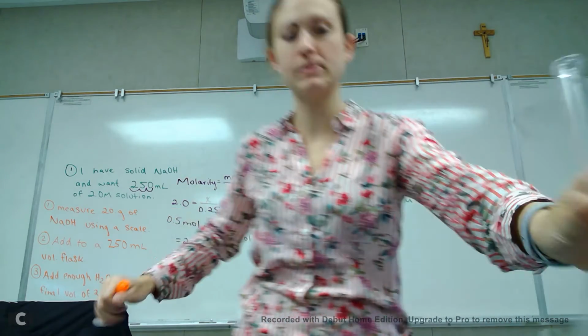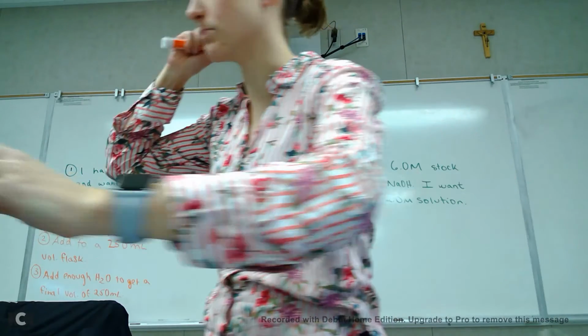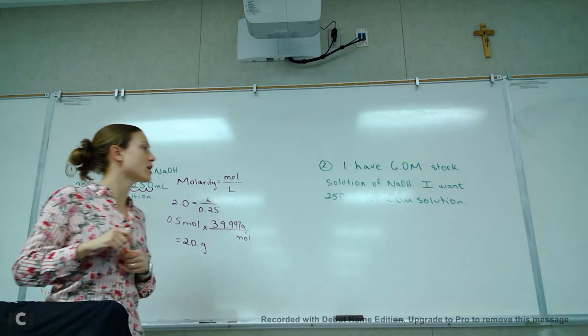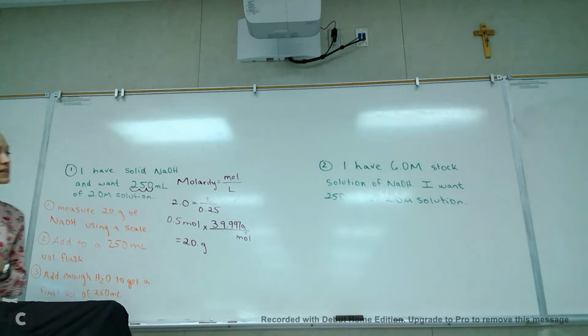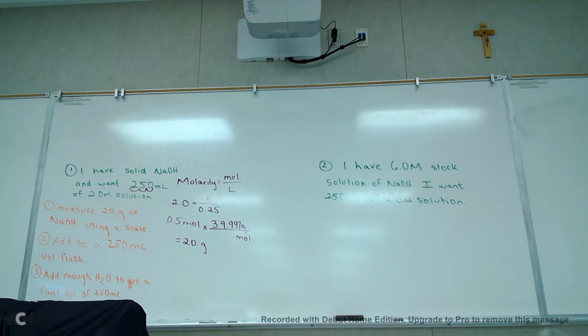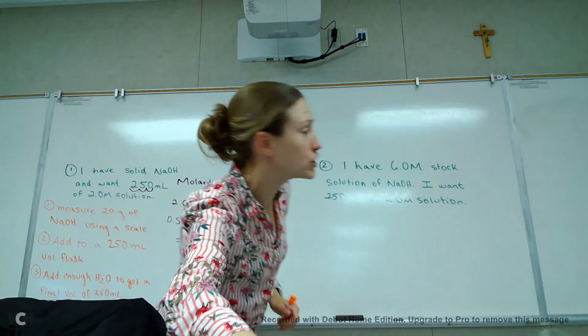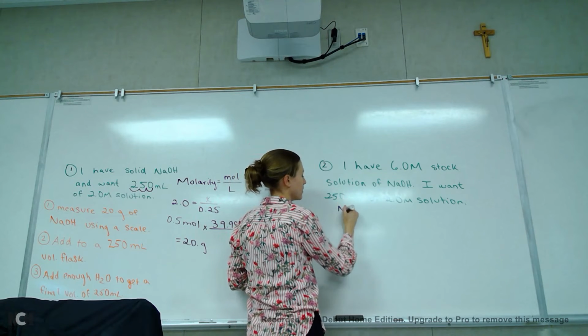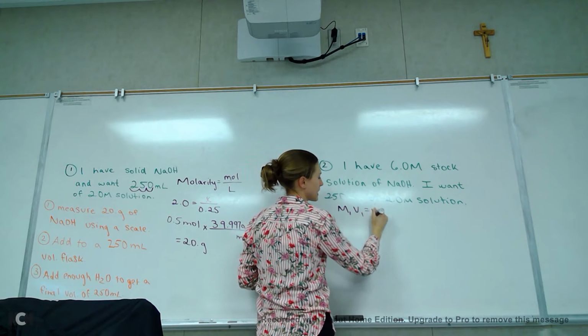Yes. All right, let's make a solution from a concentrated solution. For 2, it says I have a 6 molar stock solution of NaOH. I want 250 mils of 2 molar solution. So, to do this problem, because I'm diluting my 6 molar solution, I'm going to be using my formula, M1V1 equals M2V2.